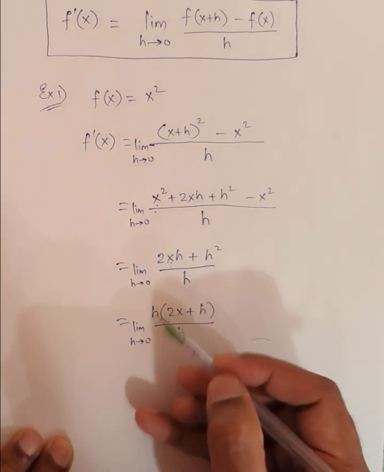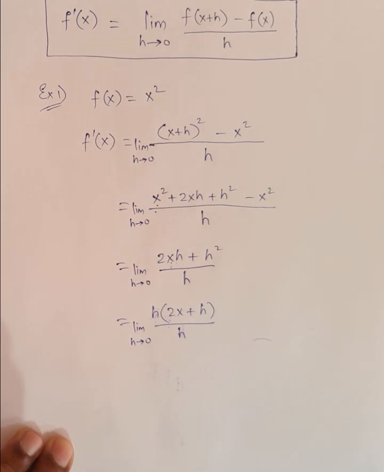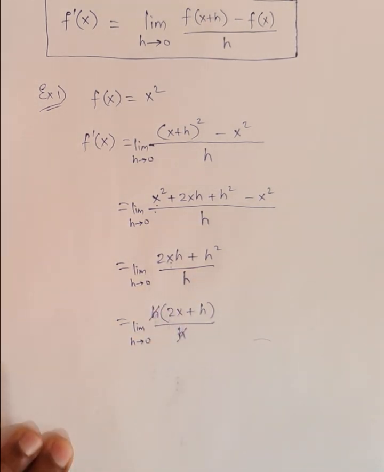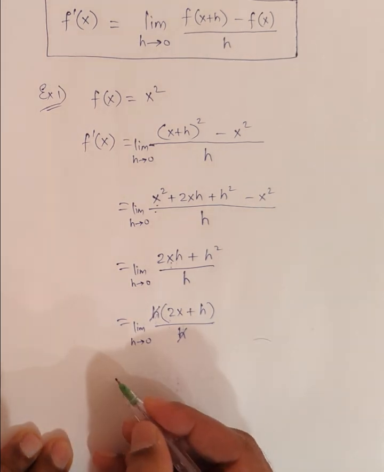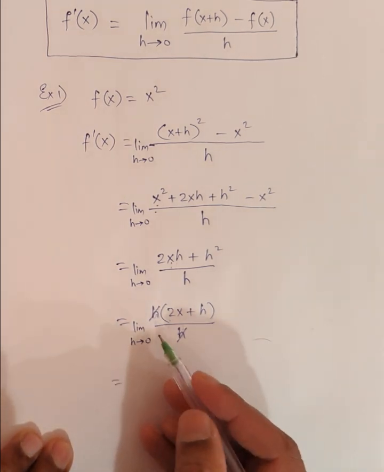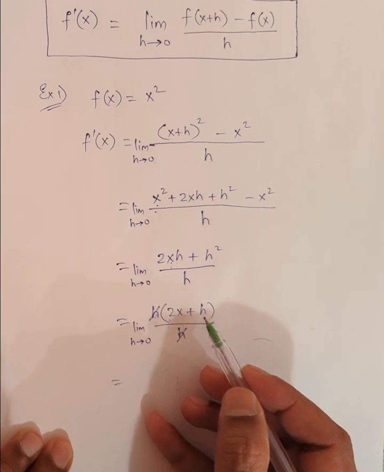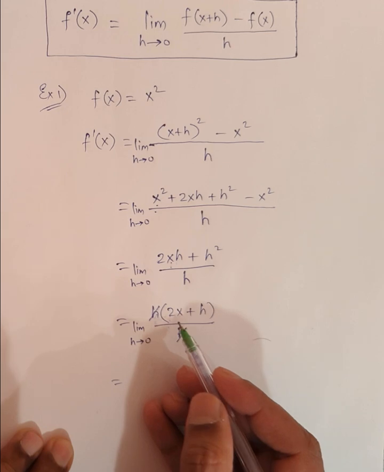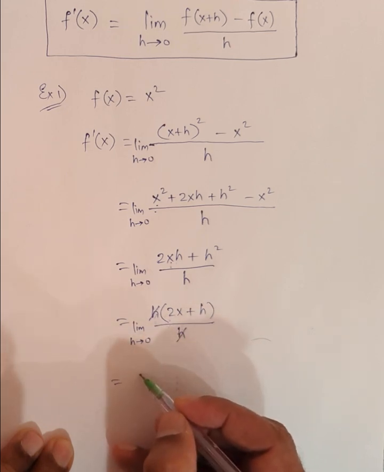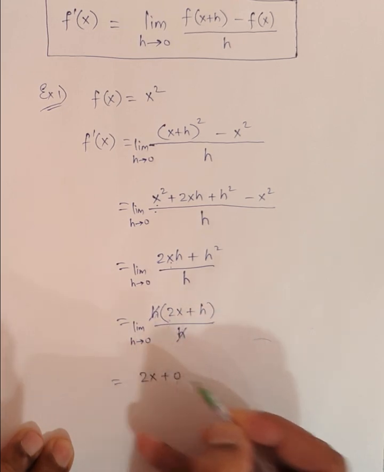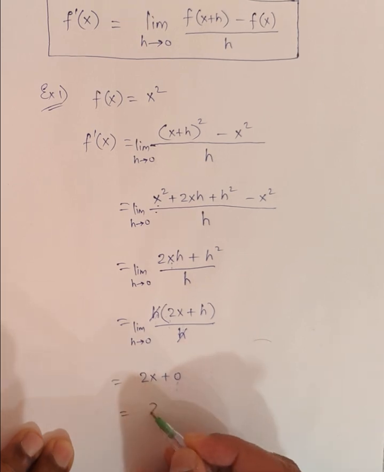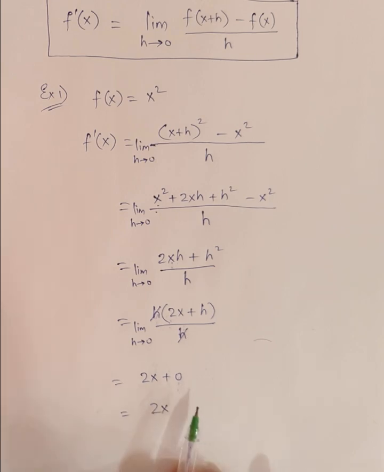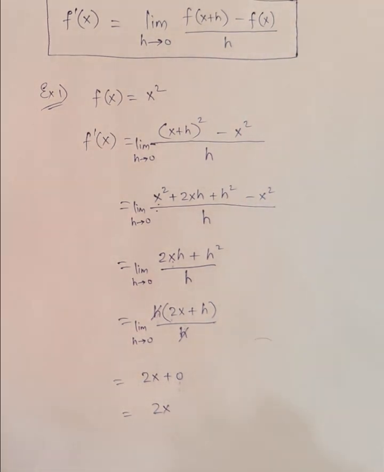And since h is not 0, it's approaching 0 but it's never 0, I can divide both numerator and denominator by h, or remove that common factor. Now notice, I can plug h equal to 0 at this point. Now I won't get 0 over 0. So when I plug h equal to 0, I get 2x plus 0, which is equal to 2x. So that's the derivative of x squared that I have obtained by using the definition.